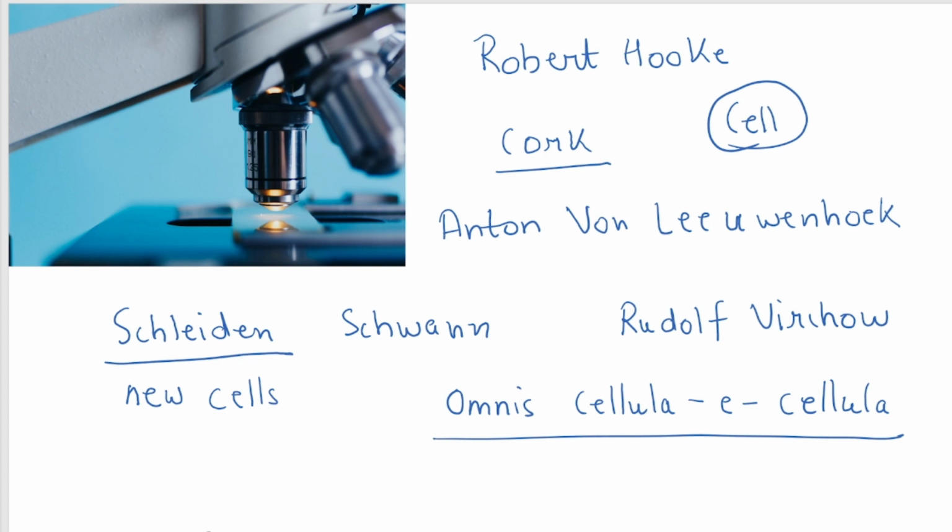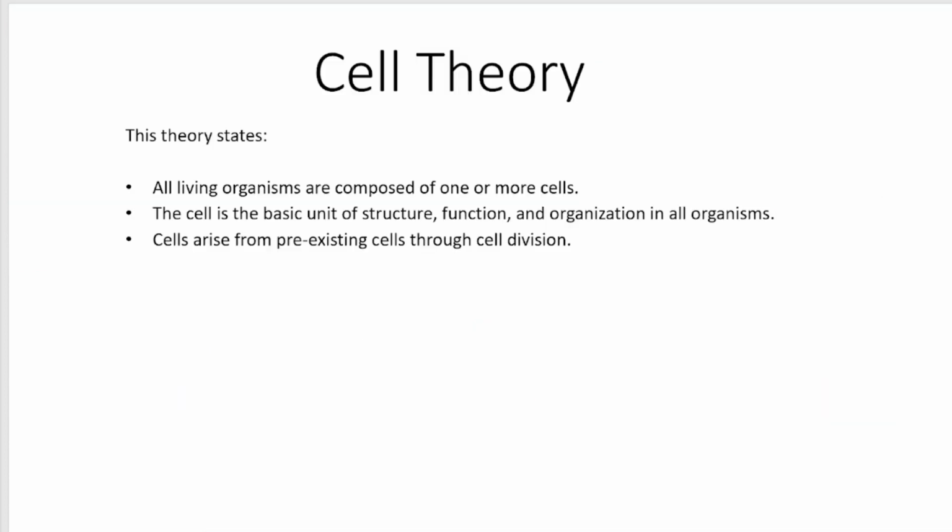So based on this, cell theory got a final shape. I mean, Schleiden, Schwann, and Rudolf gave the cell theory its final shape. Okay, so this theory states all living organisms are composed of one or more cells. The cell is the basic unit of structure, function, and organization in all living organisms. The third point is cells arise from pre-existing cells through cell division.